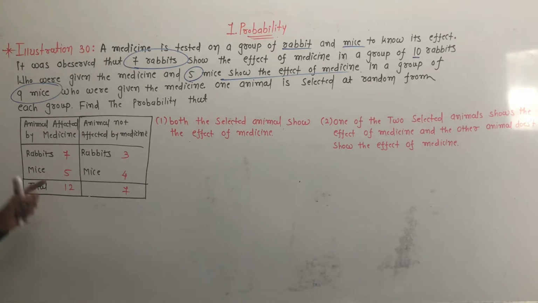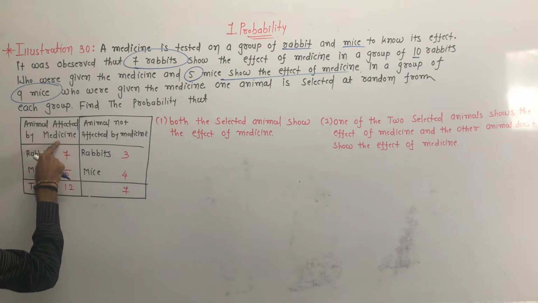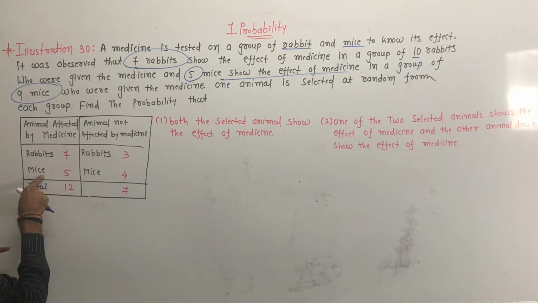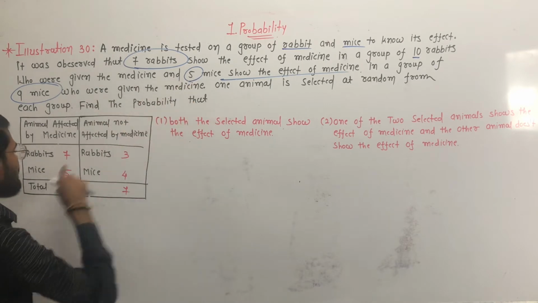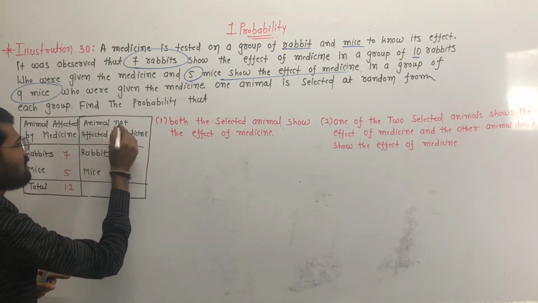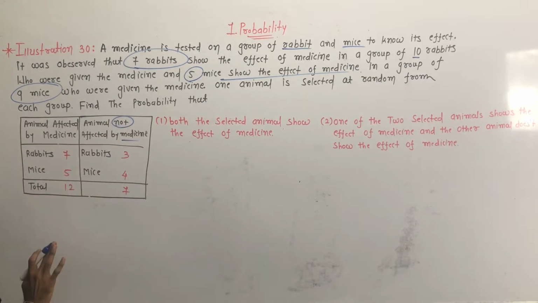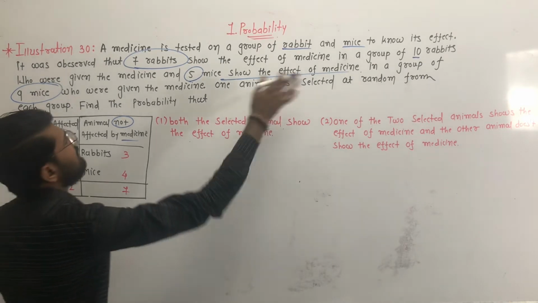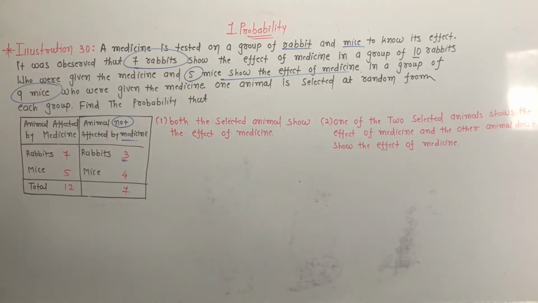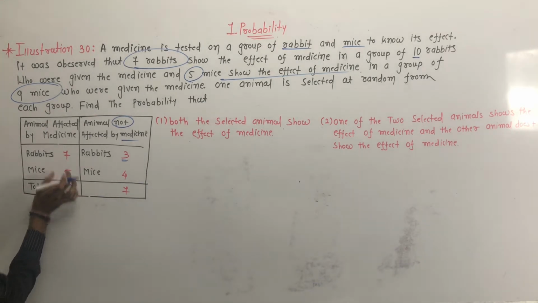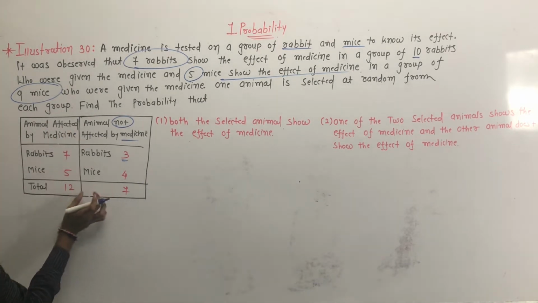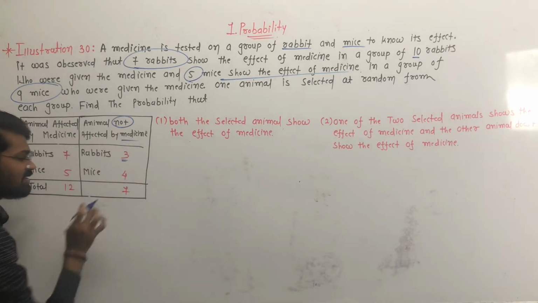First of all, there is also data given about animals affected by the medicine. How many rabbits are affected by the medicine? It is equal to 7. And how many mice are affected by the medicine? It is equal to 5. How many rabbits are not affected by the medicine? 10 minus 7 is equal to 3. And how many mice are not affected? 9 minus 5 is equal to 4. So the total number of animals affected by the medicine is equal to 12, and the total number of animals not affected by the medicine is equal to 7.